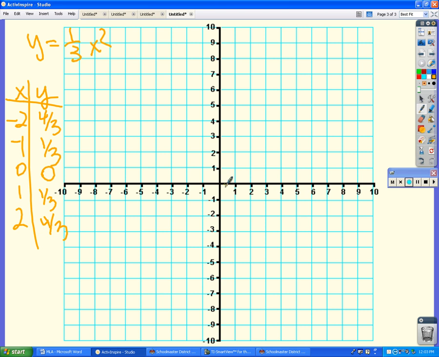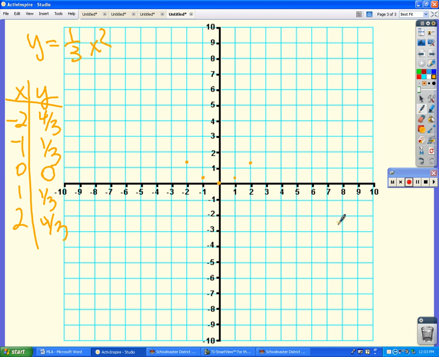So when x is negative 2, y is 4/3. So that's just over 1, right? 4/3 is the same as 1 1/3. Okay? So I went a third of the way above the 1. Then when I go to negative 1, y is 1/3. So that goes right here. Okay, and then 0, 0. It's pretty wide, 1 1/3, and then 2, 4/3.